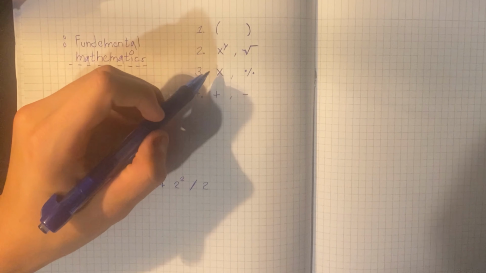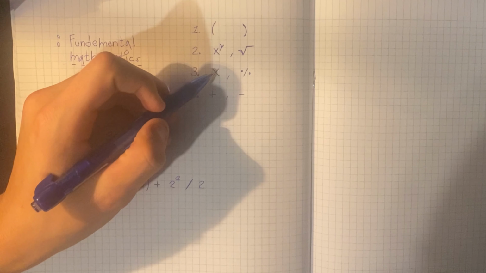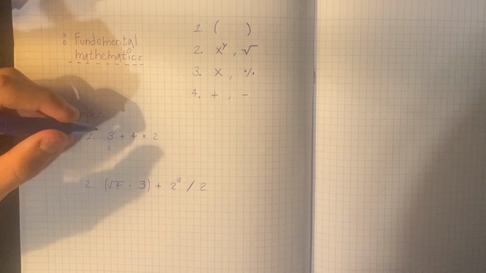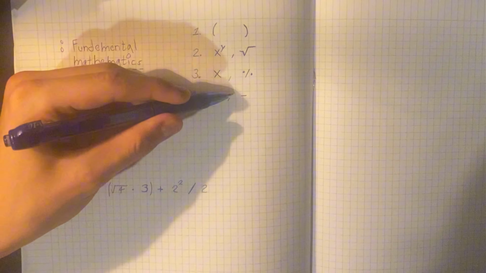And then we've got the third column, and that's multiplication and division. You're pretty much going to start with multiplication and then go over to division, in the order of the formula. And then, at last, the fourth rule is addition and subtraction.